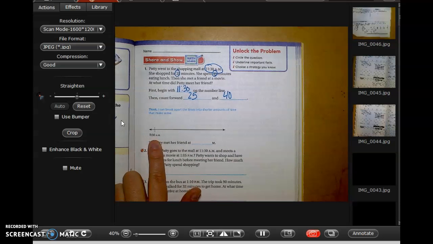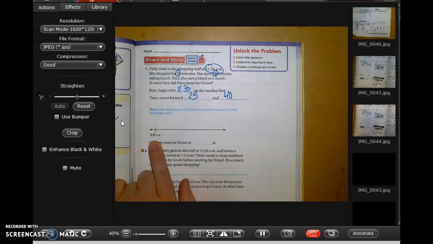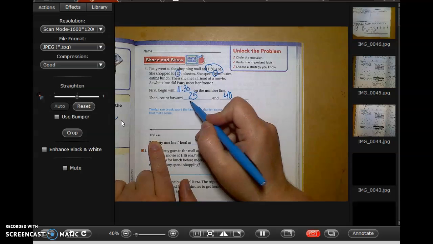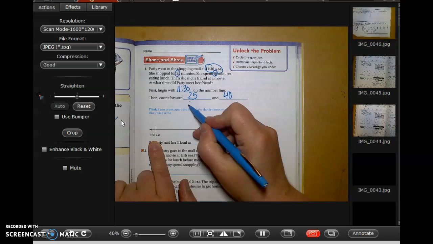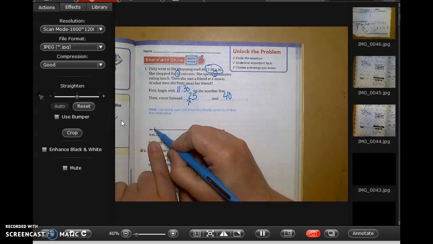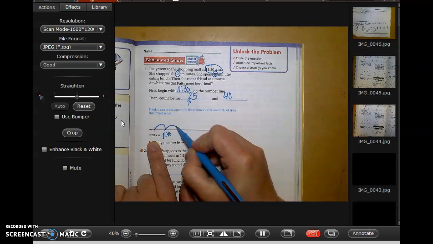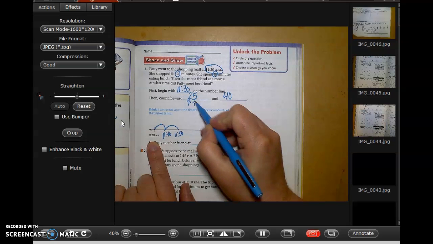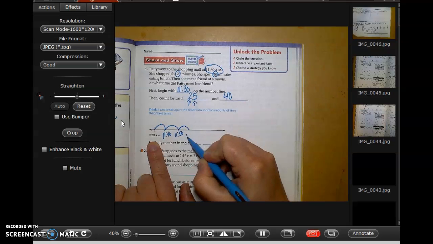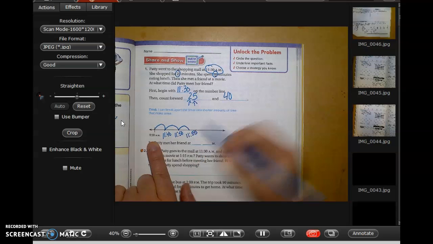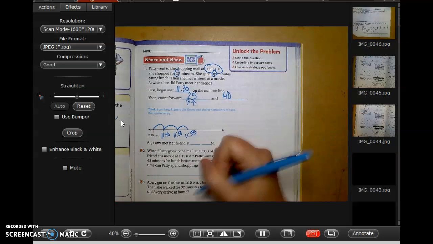So we're at 11:30. We can break this apart. If we're at 11:30 and we want to go 25 more, that might not be as easy. Can we do tens? Yeah, that's easy. How many tens are in 25? 2. So we're at 11:30. If we go 10, we get to 11:40. If we go 10 more, we get to 11:50. And then we have the 5 more, and that puts us at 11:55.